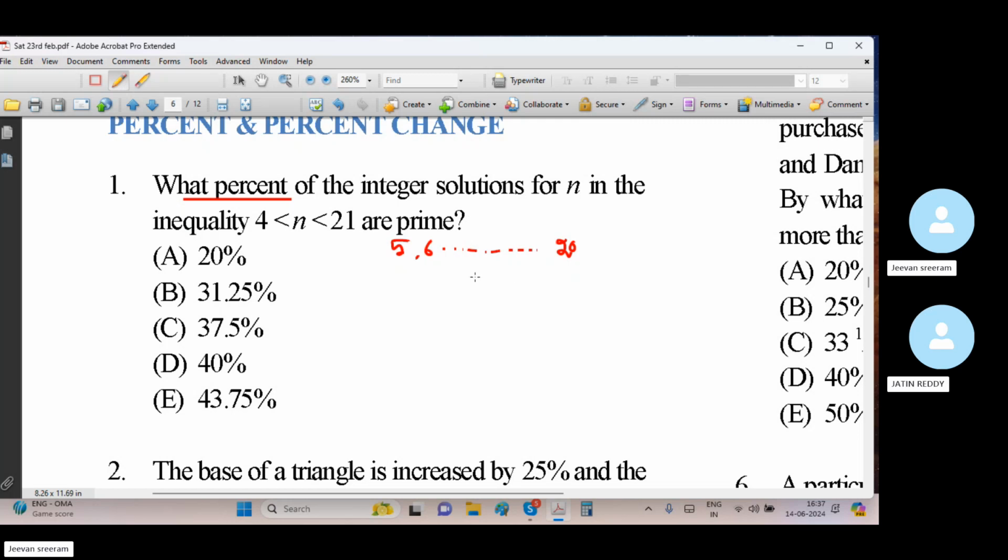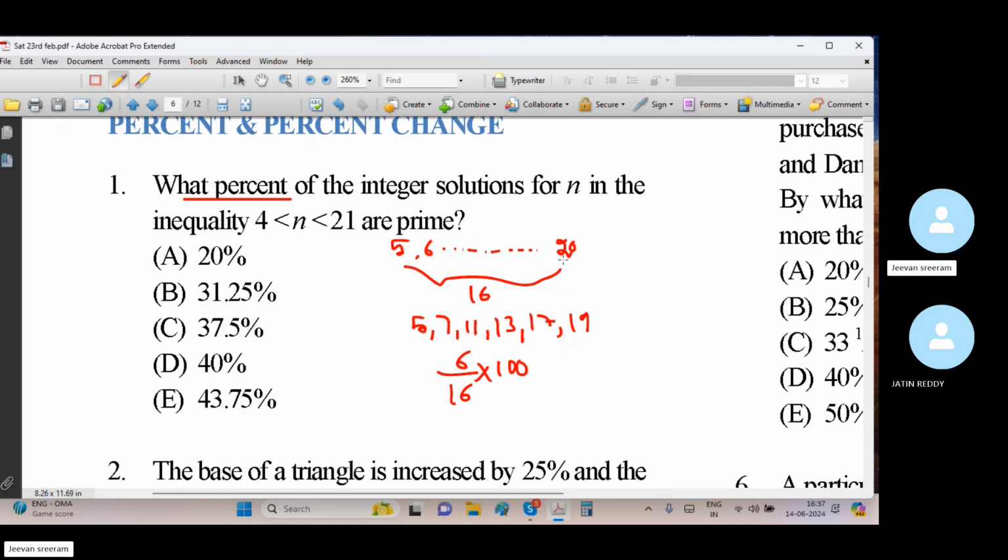How many prime numbers are there? Basically, how many numbers are there from 5 to 20? Are they 16? Yes, sir, 16 numbers. How many prime numbers? 5, 7, 11, 13, 17 and 19. Correct? Yes, sir. So 6 by 16, right?